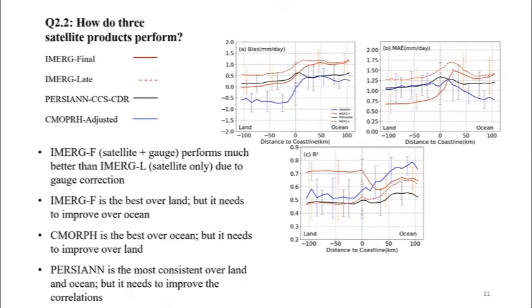You know, what you said is correct. Let me just repeat. My understanding is PERSIANN is the best in terms of consistency over land and ocean, because PERSIANN uses GPCP for the bias correction. That provides some consistency. In contrast, CMORPH and IMERG actually use gauge data, and that provides different performance over land versus over ocean.